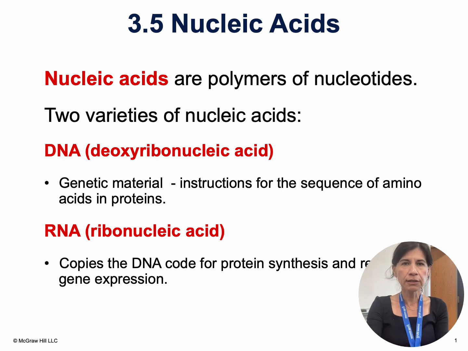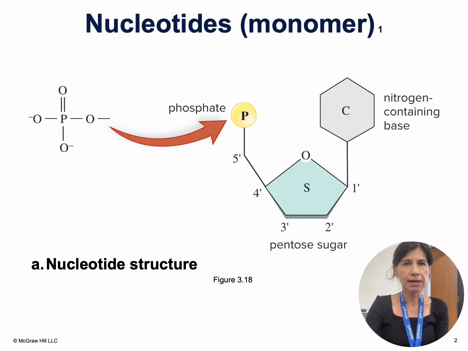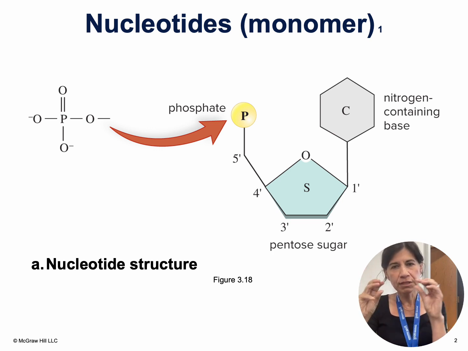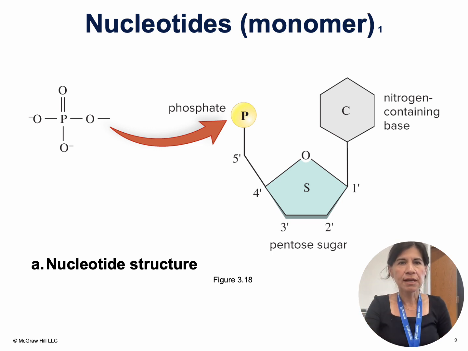Now let's look a little bit at the structure of nucleotides. Nucleotides are made up of three small molecules put together. Nucleotides always have a phosphate group. The chemical structure is shown here on the left, and that phosphate group is negatively charged. You see this negative charge here.